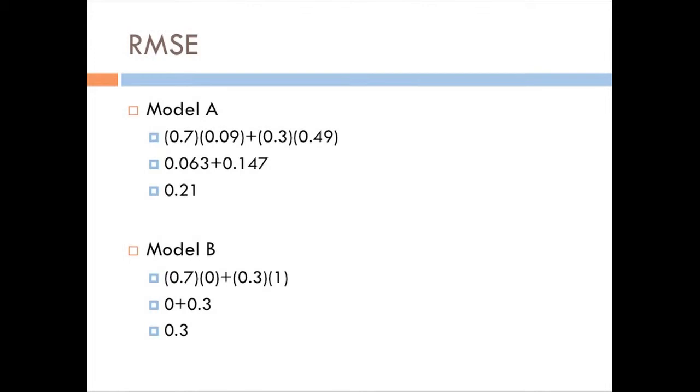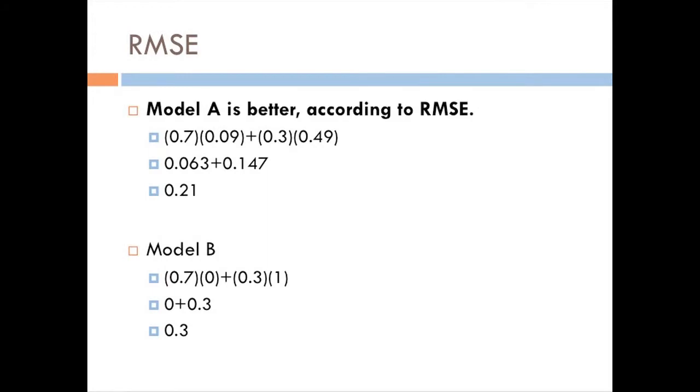So let's look at what the root mean squared error is here. Model A says that 70% of the time there's a squared error of 0.09, and 30% of the time there's a squared error of 0.49. So we can add those together and get a mean squared error of 0.21, which we could then take the square root of. Model B says that 70% of the time there's an error of 0, and 30% of the time there's an error of 1, which leads to a mean squared error of 0.3.